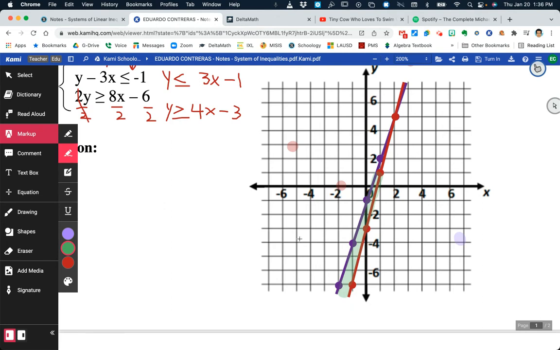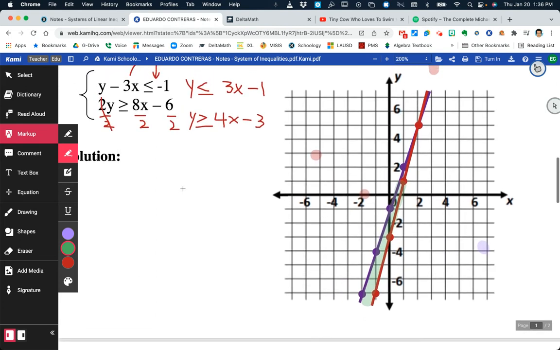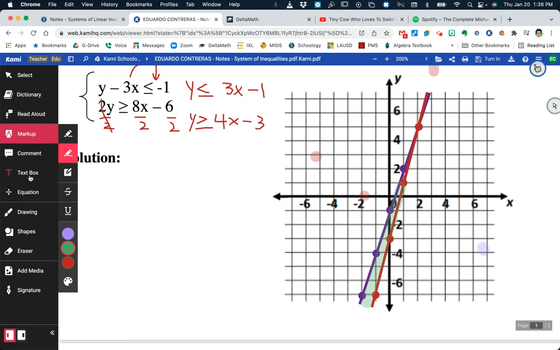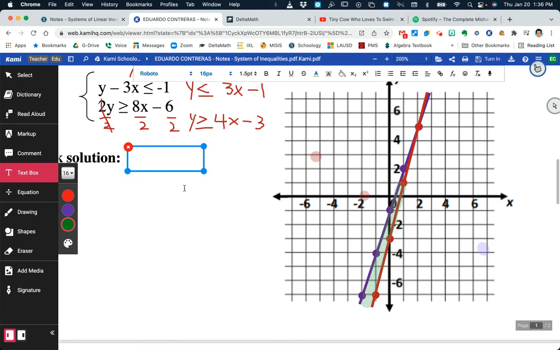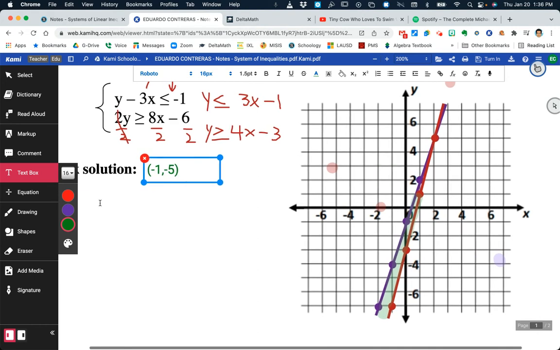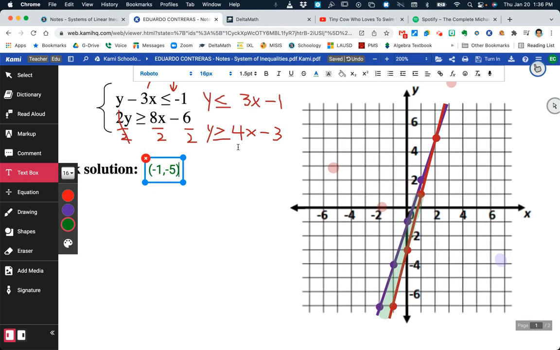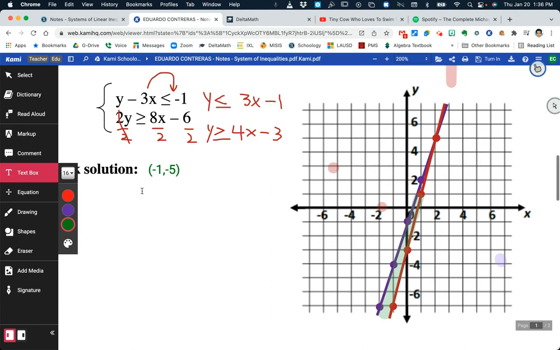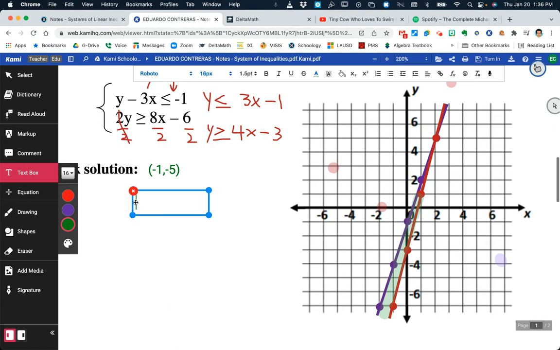So if we pick -1, -5, and test it out, let's see what we get. And I'm going to use the inequalities that I ended up with at the end. Okay? So I'm going to plug into the first one, y less than or equal to 3x minus 1. Okay? So it's going to be -5.